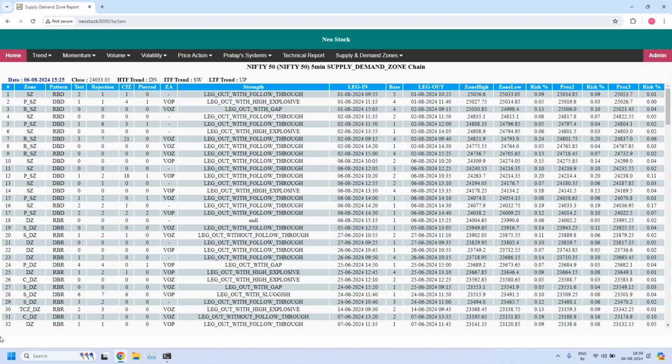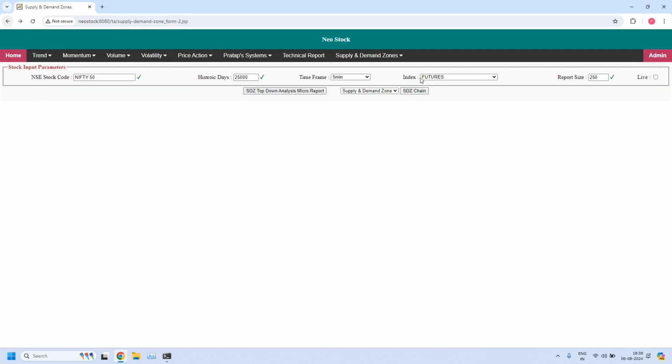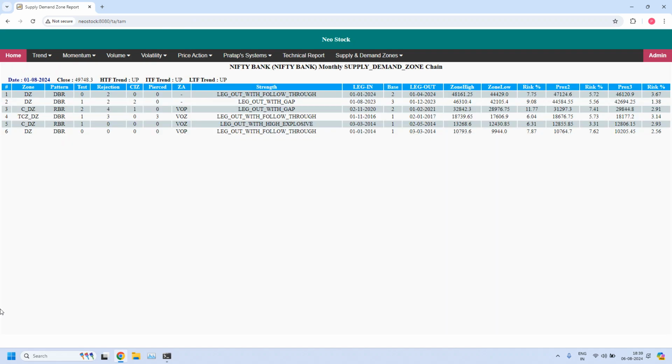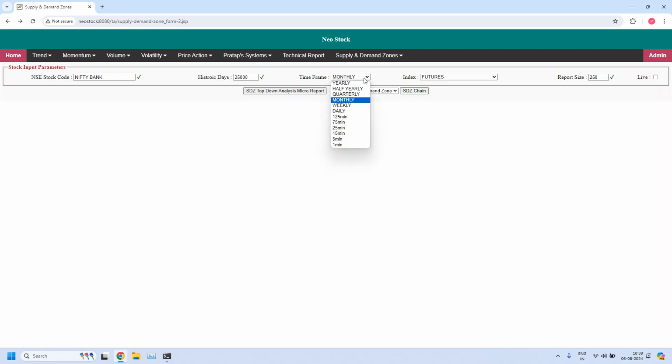So this is about the Nifty supply demand zone chain. Next, I will generate the BANKNIFTY supply demand zone chain. So Nifty Bank is nothing but BANKNIFTY, and starting with the monthly time frame, I am generating a BANKNIFTY supply demand zone chain for the monthly time frame. And the next time frame is weekly. So this is the weekly supply demand zone chain for BANKNIFTY.